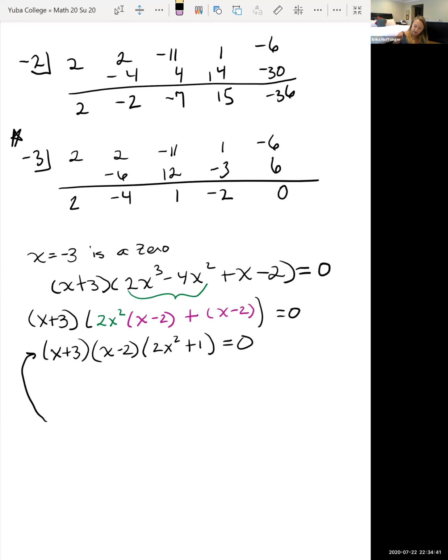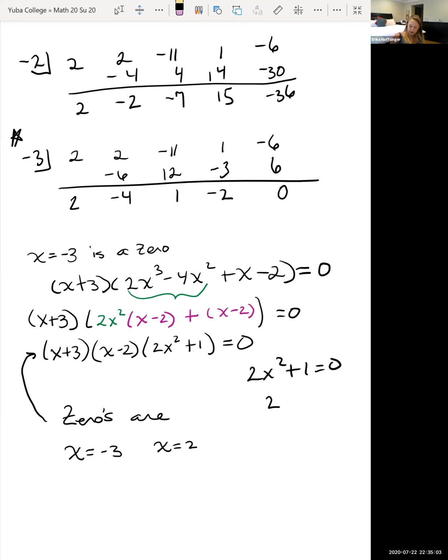And so the zeros are x equals -3, x equals 2, and also when 2x squared plus 1 equals 0. So let's, even though it's complex or an imaginary number, let's do it anyways.